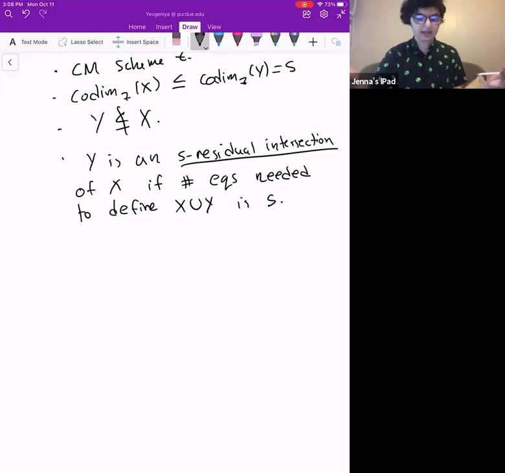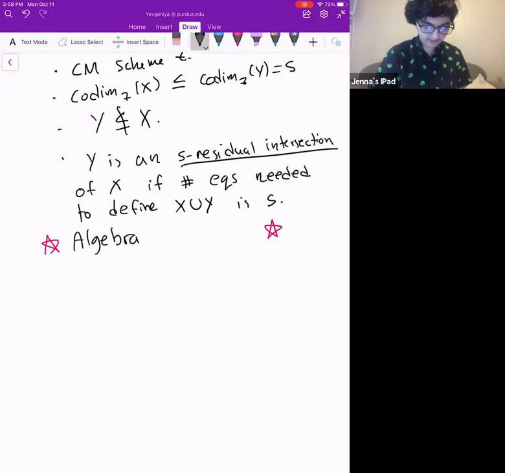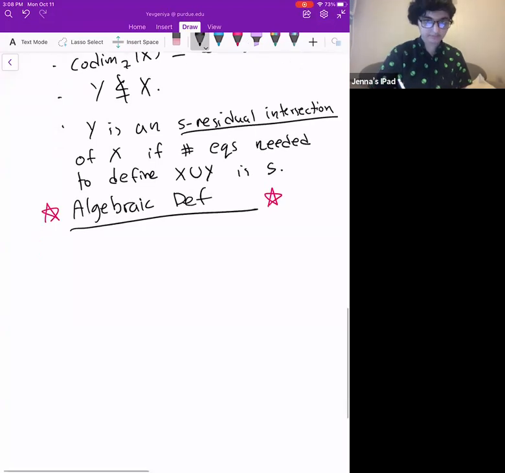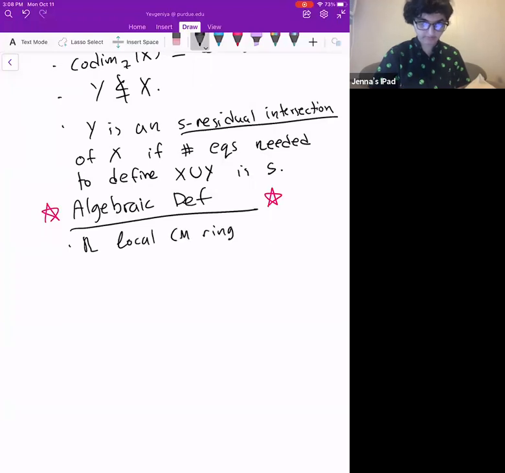But now that we're done with our geometric point of view, we'll put that aside and focus on the definition that we're using throughout the talk, the algebraic definition. So, algebraic definition. So again, we're dealing with R, which is a local Cohen-Macaulay ring. And we have I contained in R as an ideal.